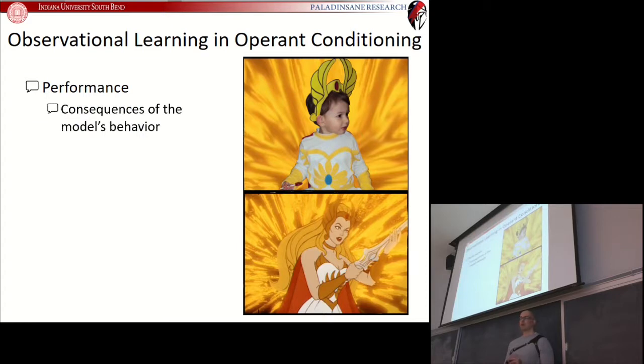Well, some of them are very similar. So for example, first off, the consequences of the model's behavior. So actually performing the behavior also depends upon what happens to the model after they perform their behavior. You're much more likely to perform the behavior if the model was reinforced for their behavior versus if they were punished for their behavior.